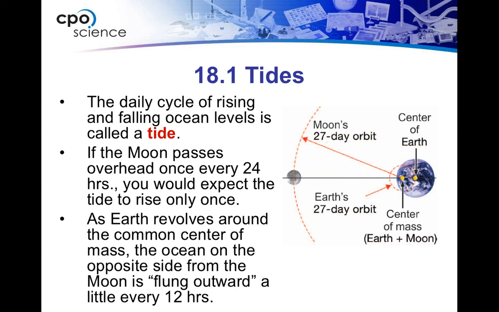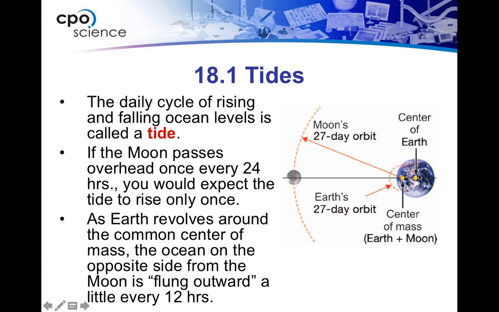Something I think a lot of us know, but just a little something to talk about. The daily cycles, the rise and fall of the tides, are controlled by the moon. If the moon passed overhead every 24 hours, we would expect the tides to rise only once a day. However, we know that's not the case. They rise and fall twice a day. As the Earth revolves around the common center of mass, the oceans on the opposite side are flung outward every 12 hours.